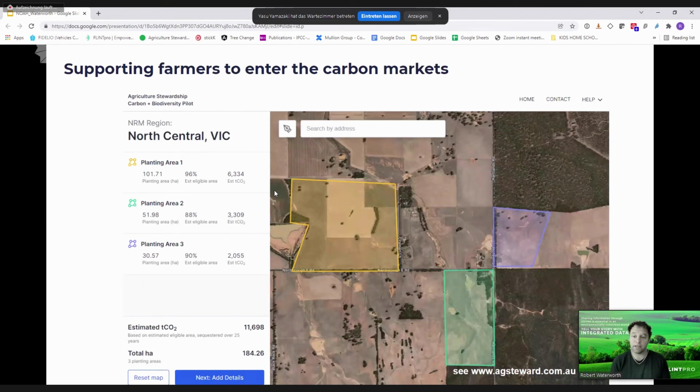And finally, coming down to the smaller scale, as I mentioned before, the individual paddocks or the individual farms. This is actually the world's first attempt to link farmers directly to carbon markets. It's a program called the Agricultural Stewardship Program for Carbon and Biodiversity. It supports tree planting through carbon. In this case, this interface shows where individual farmers can access this system.